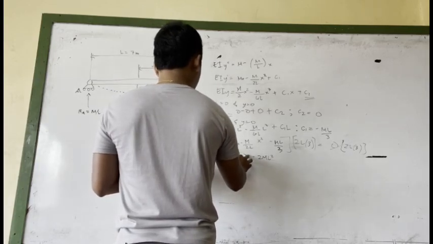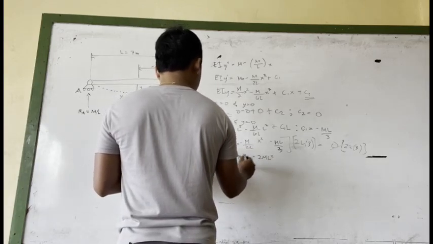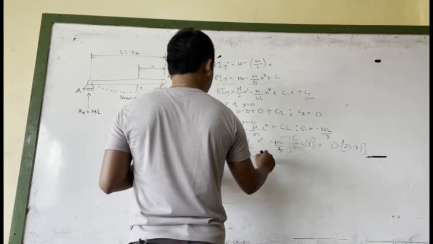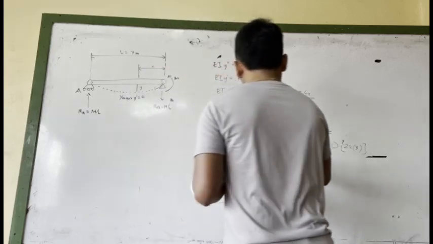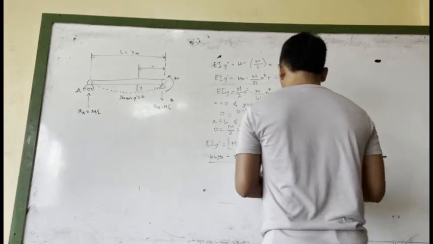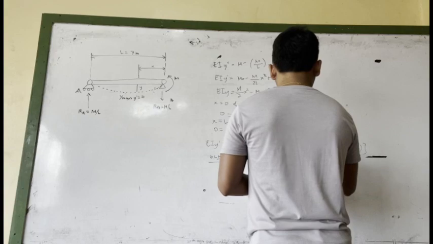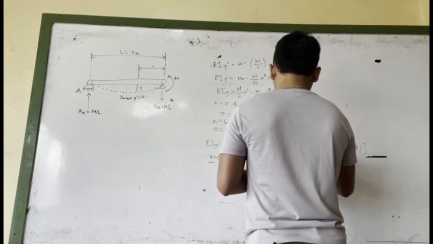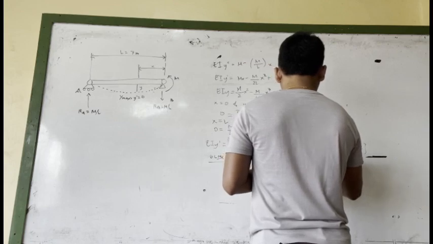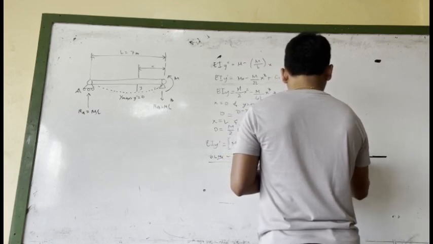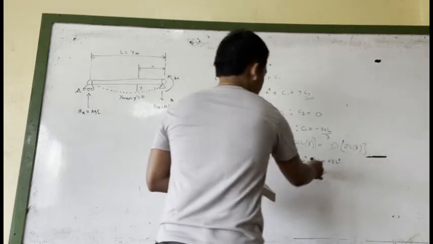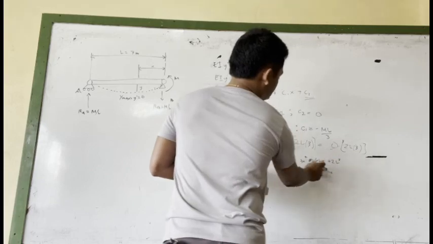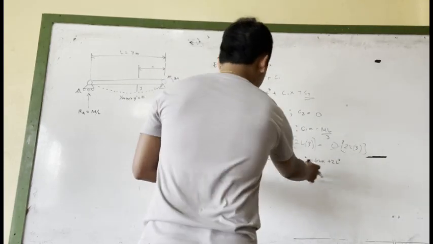Dividing over M, we cancel out the M. This will result in 3x squared minus 6Lx plus 2L squared. So we have arranged this to suit our quadratic equation.